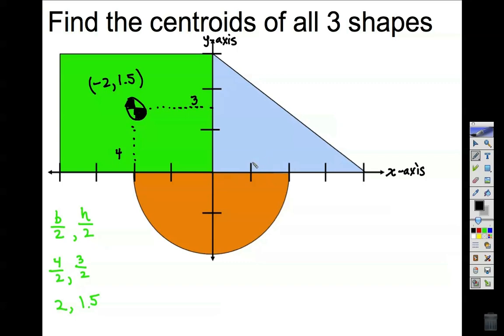For the right triangle, again, I need to know the base and the height. The height is still 3 because it's shared with this rectangle. And then the base is 1, 2, 3, 4 units as well. Again, to find the x, y of that, I take the base divided by 3, and I take the height divided by 3.